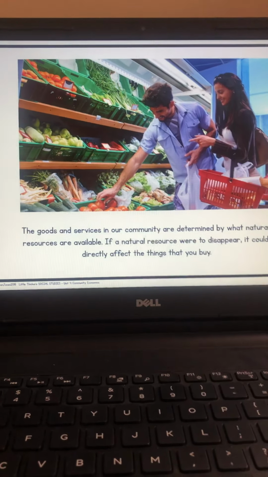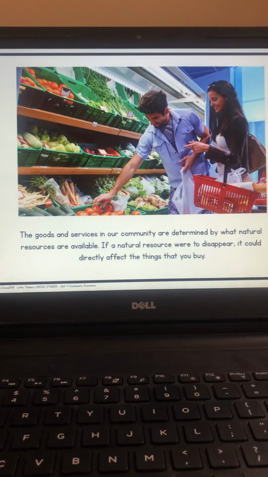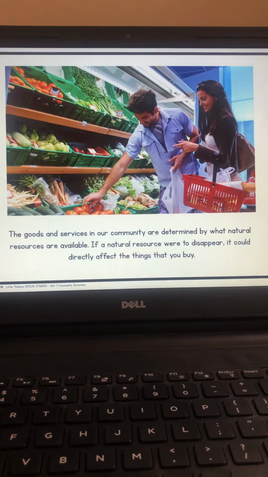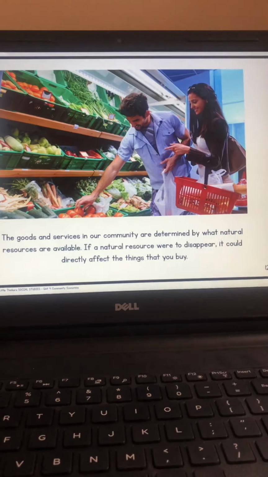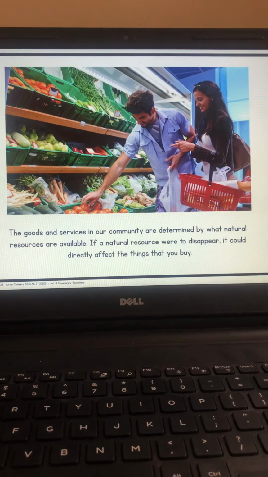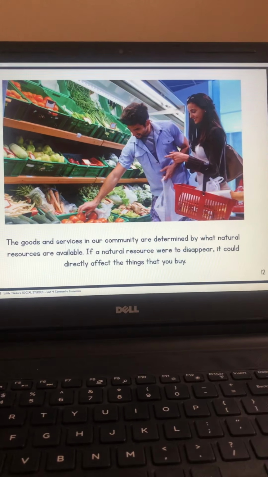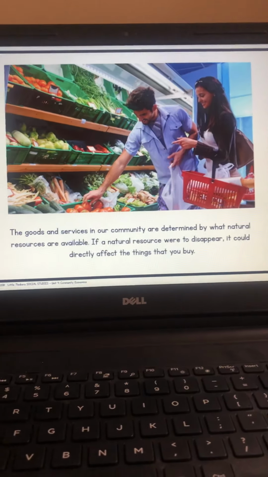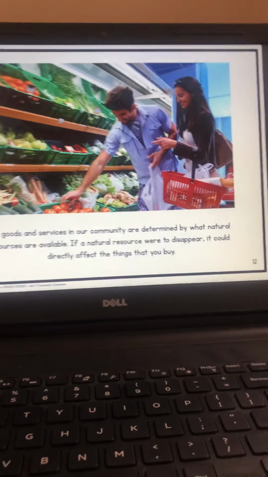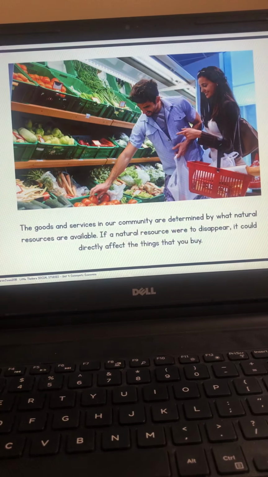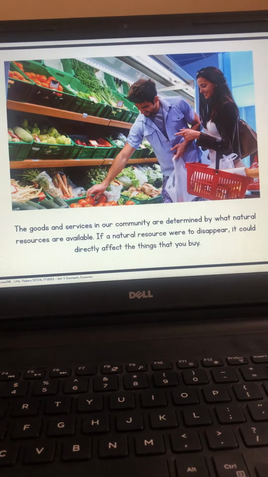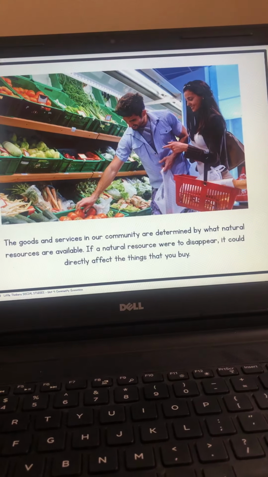Okay, let's pretend that you have a tomato garden and you eat those tomatoes, but then all of a sudden that tomato garden disappears for whatever reason. The plants stop growing. Well, now you don't have tomatoes to eat. Now, obviously, you could go to a store and buy tomatoes. But imagine if all the tomatoes in the world were gone, then no one would get to eat tomatoes.